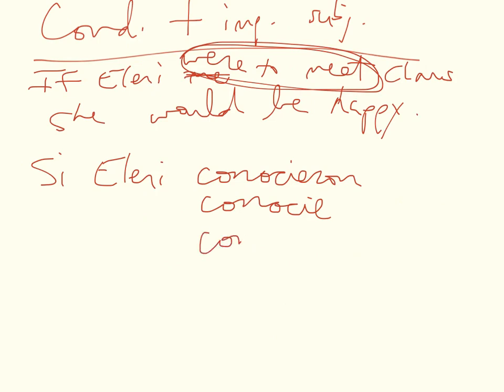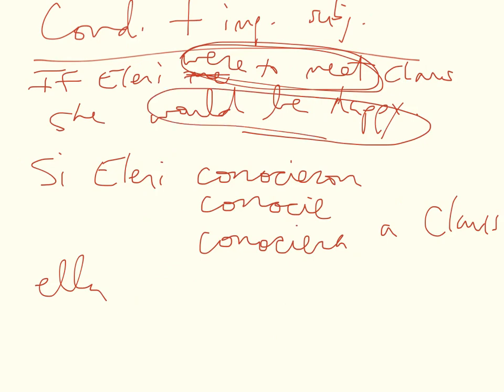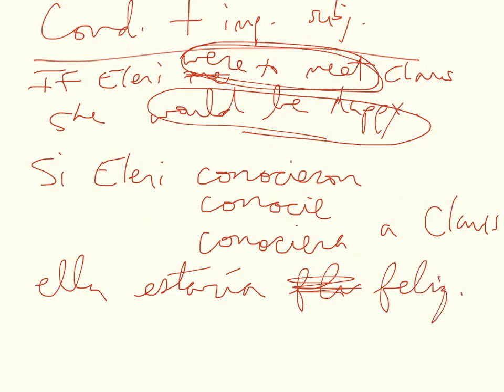Si Eleni conociera a Klaus, ella, alright, and then we've got would be happy. Now, would be, it's a condition, so we're going to use estar, we're not going to use ser. Alright, so we have ella estaría feliz. So we have estar, the whole infinitive, plus the ending. So, si Eleni conociera a Klaus, ella estaría feliz.